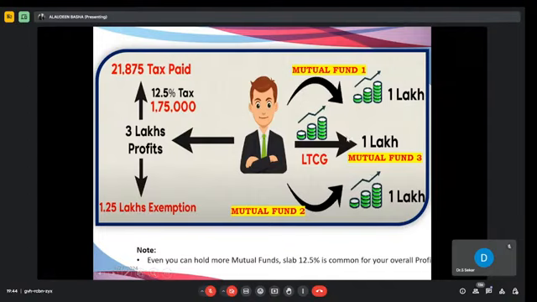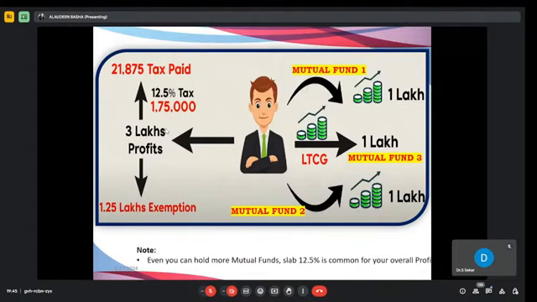Each mutual fund gives you 1 lakh rupees profit. So your total profit is 3 lakhs rupees. Once you get 3 lakhs rupees profit, 12.5% should be tax, but before that, 1.25 lakhs is exempt. So you just subtract: 3 lakhs minus 1.25 lakhs. The remaining amount is 1,75,000 rupees, applicable for tax. Out of that 1.75 lakh, you pay tax at 12.5%.